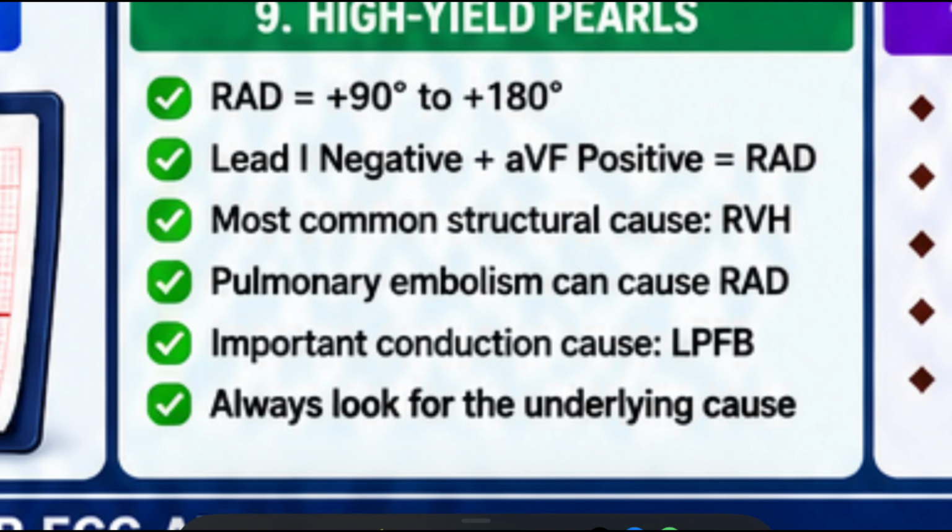So in today's lecture, the main high yield important points are: right axis deviation means plus 90 to plus 180 degrees. Left axis deviation means minus 30 to minus 90 degrees. The quick ECG pattern is lead 1 negative and lead AVF positive, that is right axis deviation. The most common causes are right ventricular hypertrophy, pulmonary embolism, COPD, cor pulmonale, and left posterior fascicular block, an important conduction cause of right axis deviation. Okay, so always look for the underlying causes. So these are the main things.